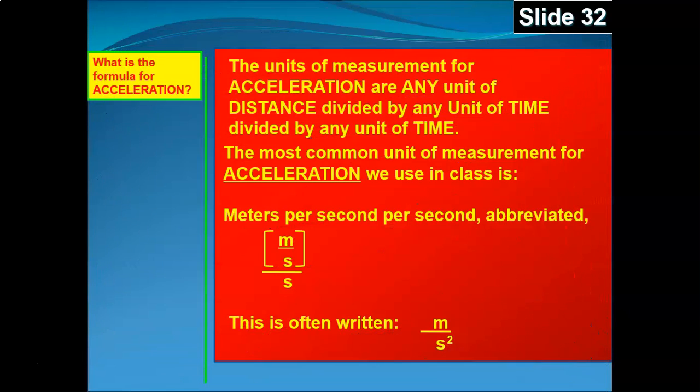The units of measurement for acceleration are any unit of distance divided by any unit of time, and then divided again by any unit of time. The most common unit we will use in class is meters per second, per second, so that's velocity per second. It's how much the velocity is changing, in meters per second, for every second that goes by. That's often written as meters per second squared, and I can show you in class how those two are equivalent to each other.